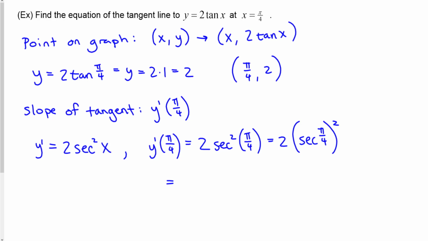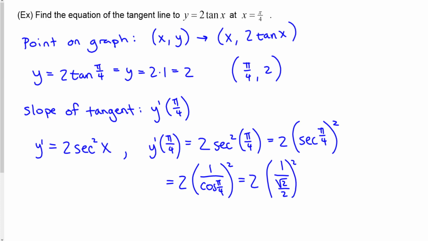Next, we can write secant as 1 over cosine. So as long as you know what cosine pi over 4 is, or are able to figure that out, then you've got it. You don't have to work much harder at this. So cosine of pi over 4, that's the square root of 2 over 2. So this is going to be 1 over the square root of 2 divided by 2. Then that's all going to get squared. Or 2 times the inverse of root 2 over 2 would be 2 divided by the square root of 2.